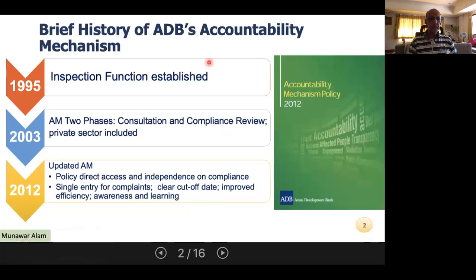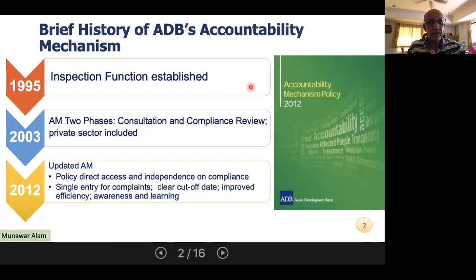Now, ADB's accountability mechanism policy was established in 2003, but before that, there was this inspection function in 1995. And the precursor to that was a project called Sardar Sarovar Dam in India, which was World Bank funded. And there were huge environmental and social issues related to the dam, and there were people protesting about it. And that was in 1993, and the World Bank at that time did not have any institutional setup on how to accept complaints, accept redress, and deal with the complaints. So they established an inspection function in 1993.